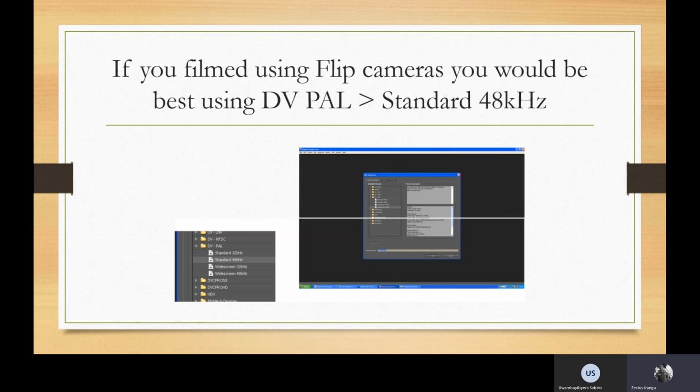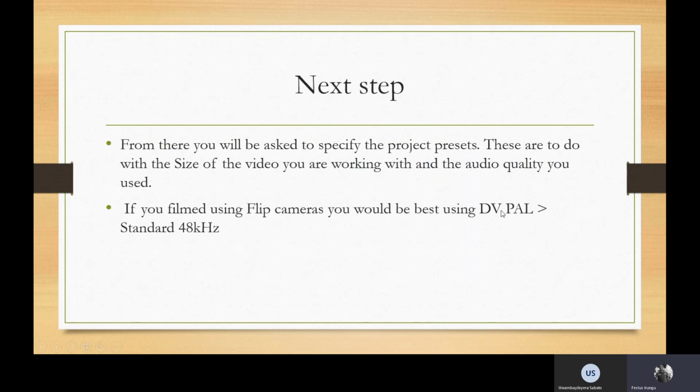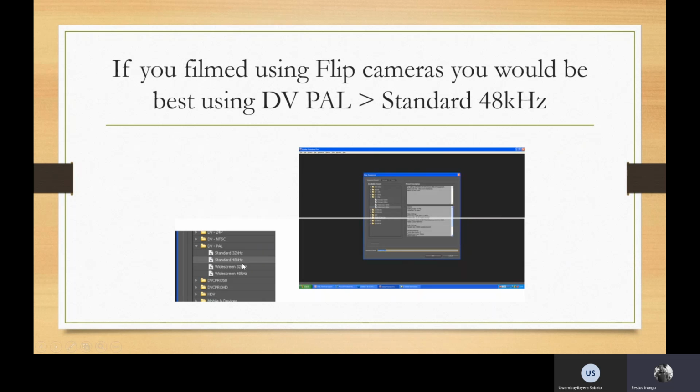Then if you filmed using flip cameras, you'll see at this stage, DV PAL standard 48 kilohertz. So digital video PAL recording. If you recorded with this, in most cases, most of the cameras will give you DV PAL recording, and you're supposed to use standard 48 kilohertz. So you choose DV PAL, you choose 48 kilohertz. It also depends on the quality of the camera you're using, but in most cases, we recommend you use 48 kilohertz. So if you filmed using flip cameras, you'll be best using DV PAL standard 48 kilohertz.